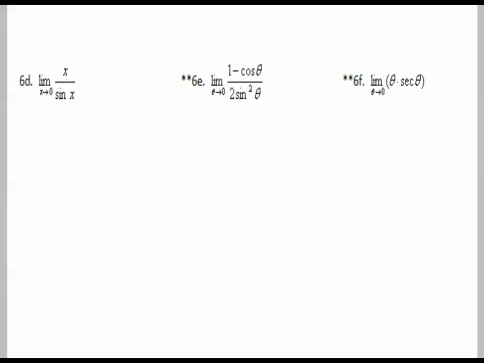I'm going to work through these. This is the same as saying 1 over the limit as x approaches 0 of sine x over x. Reciprocal property. This is the same as saying 1 over 1, which is 1. You got it. Check it out.